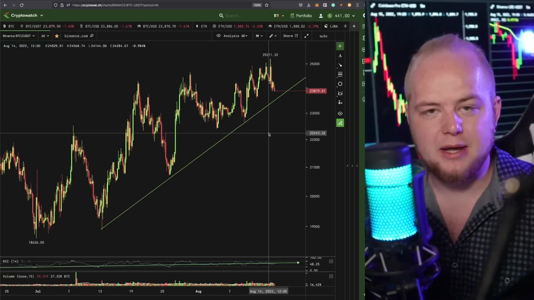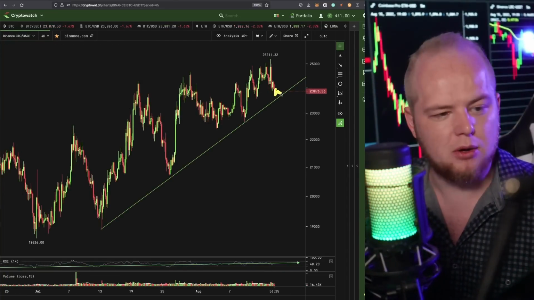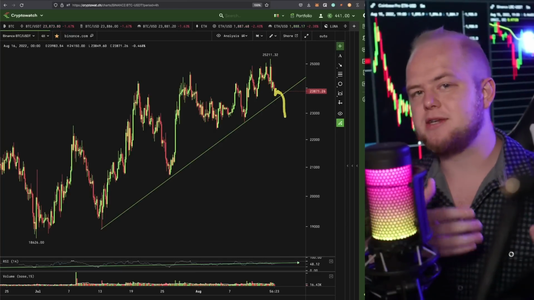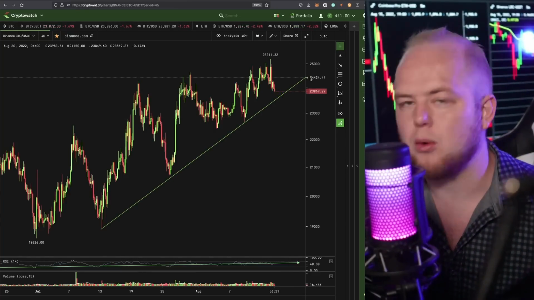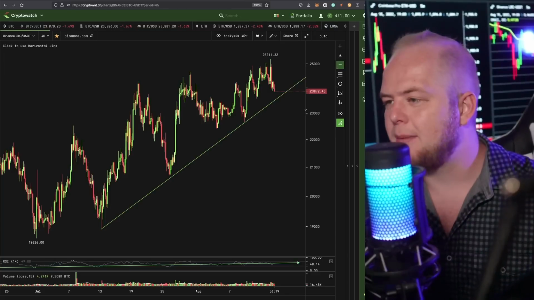And when would it not be an uptrend? It would be if we break below the upward sloping trend line. Then it is a breakdown. It's no longer an uptrend. What price does it come in at?